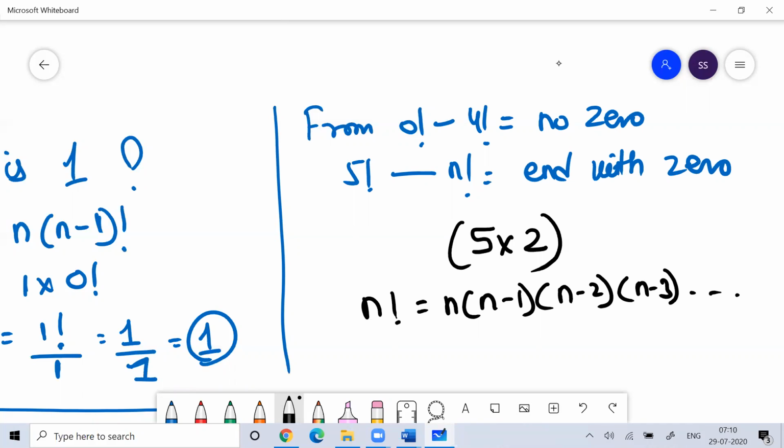So when you want to count the number of zeros, you need to count how many fives are multiplying with 2. Since there is an abundance of 2s in n factorial, in order to count the number of zeros, you need to count how many fives are there. If you can count how many fives there are, you get how many zeros there are. So as many fives as come, that many zeros are there.